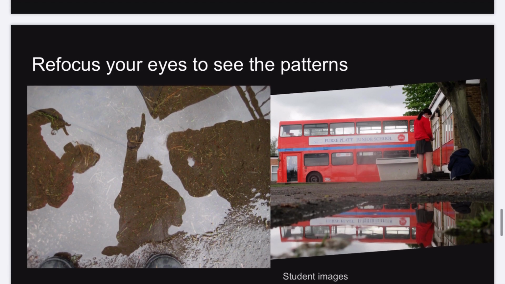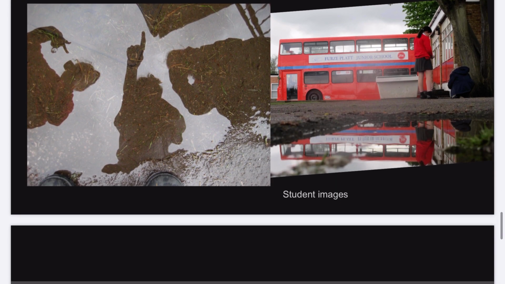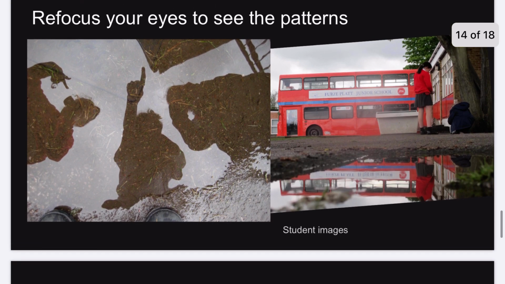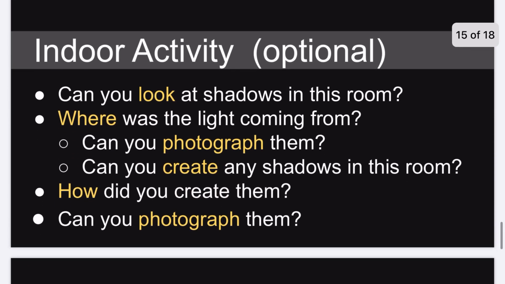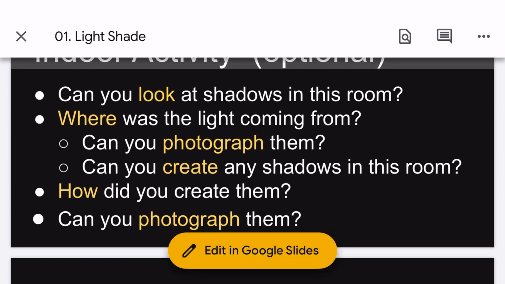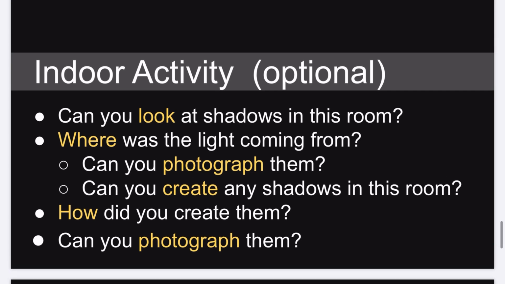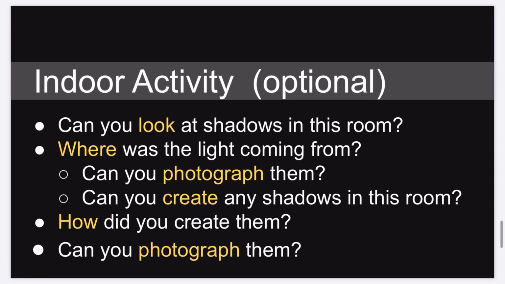All right, so have fun with those topics. You can pause it now because I'm coming up to the summary in a little while. You can do this indoors if you like. You can look at shadows in the room. Where's the light coming from? Can you photograph them? Can you create any shadows inside the room? And how did you create them? Obviously, the lighting will be maybe artificial or coming through a window, so it won't be direct, but you can still have a look and see how the light is working out inside.